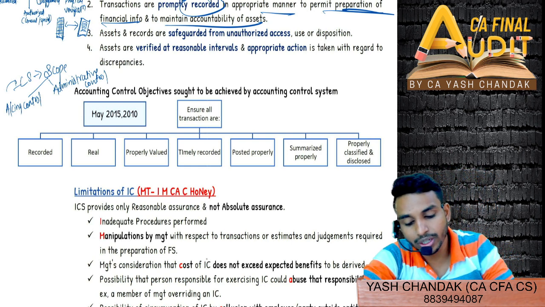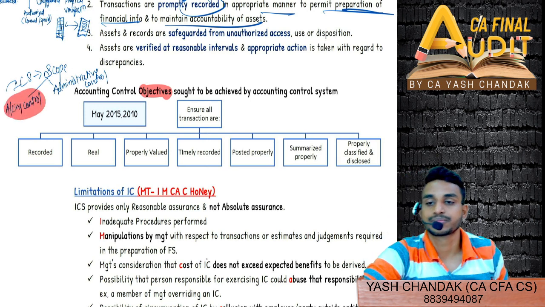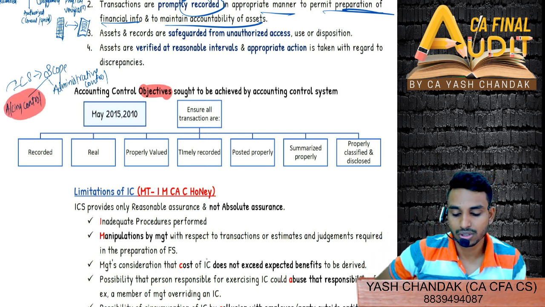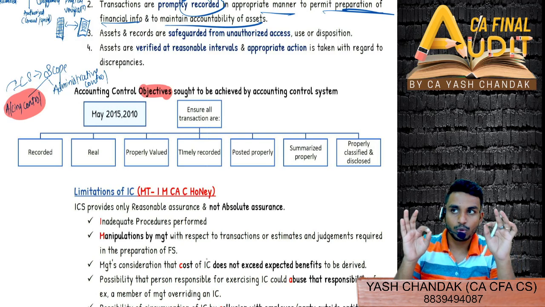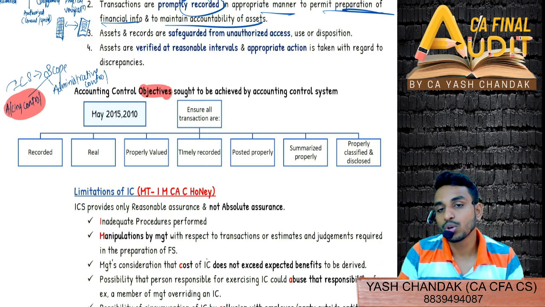So now we are going to study objectives of accounting controls. Objectives of accounting controls. So in the internal control system you have both accounting controls as well as your administrative control.